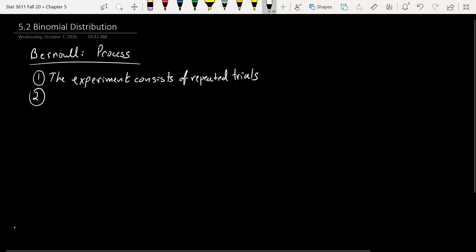The outcome for each trial is either a success or a failure. So this is sort of binary. There's no in between. There's no third option. It's either a success or a failure.